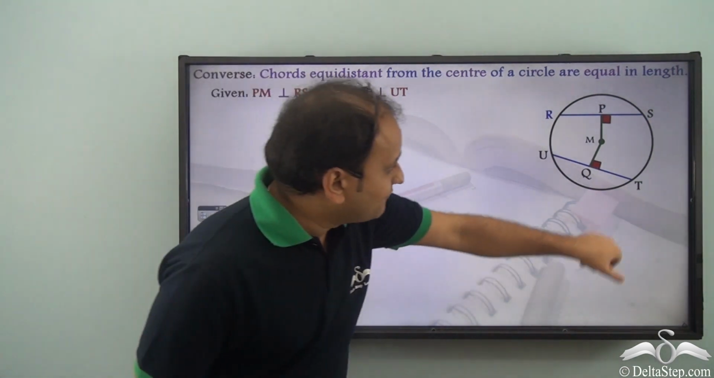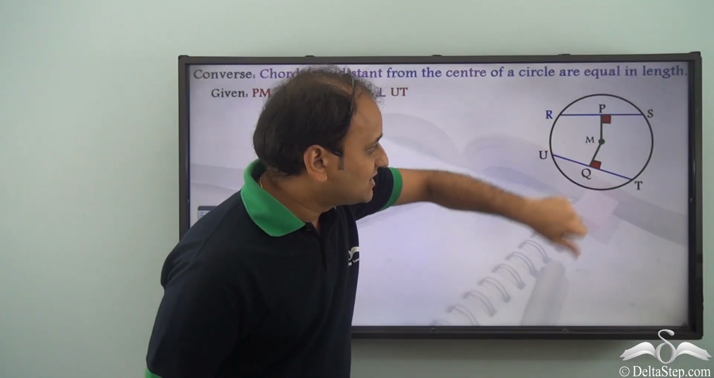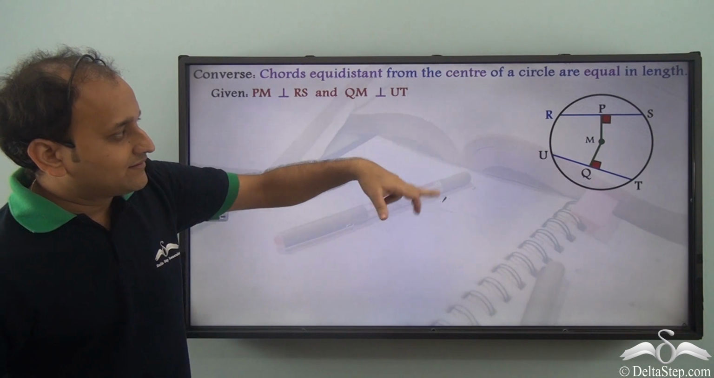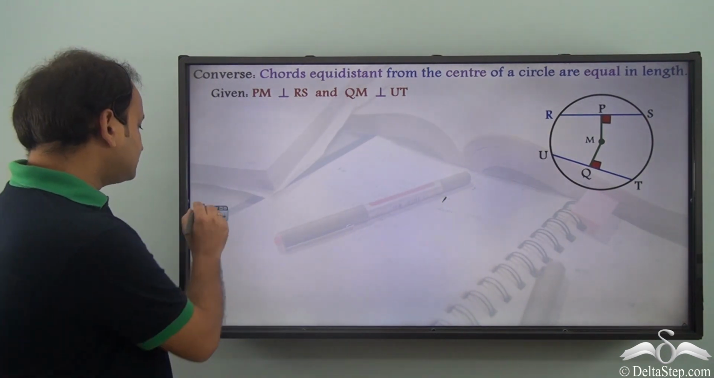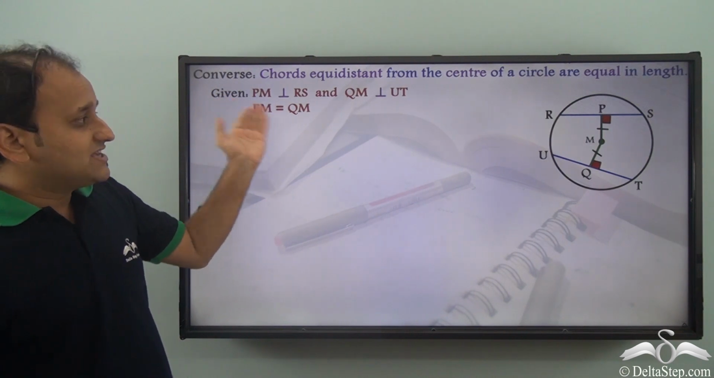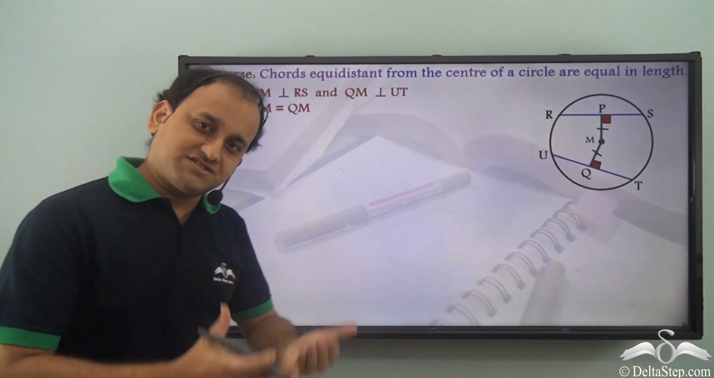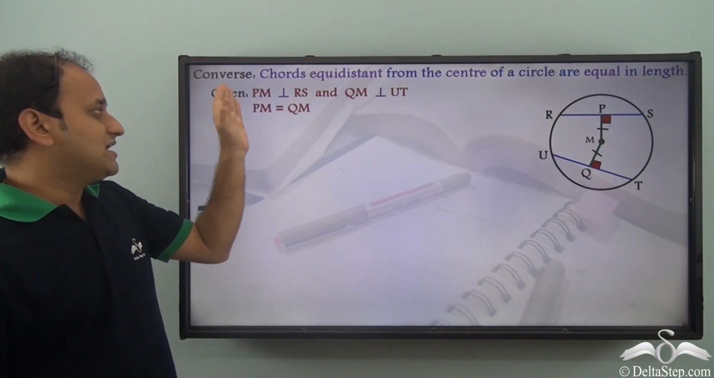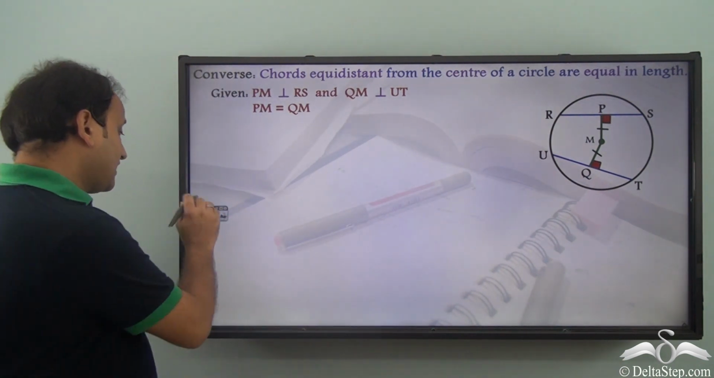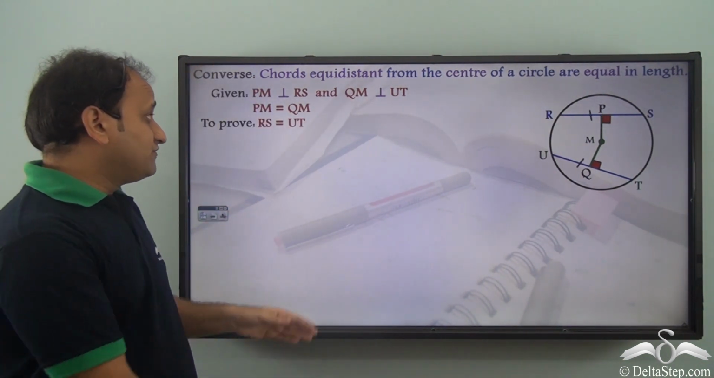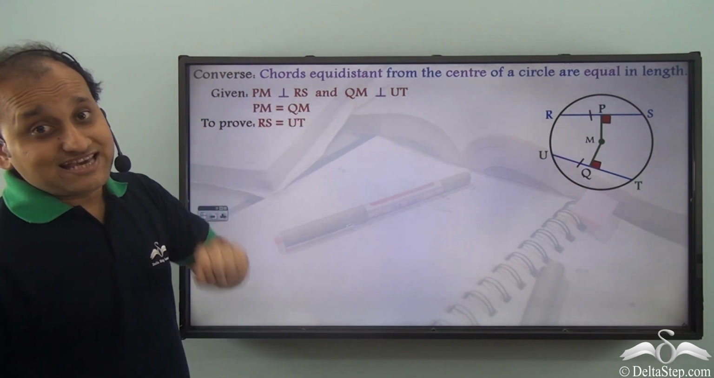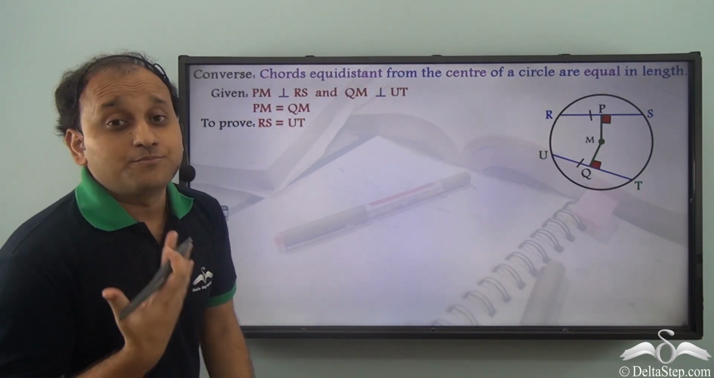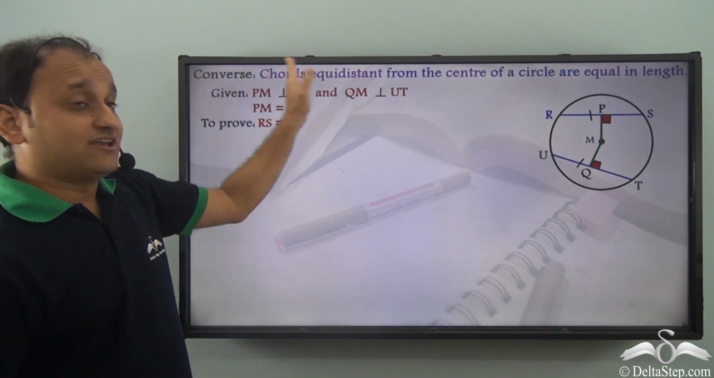So here what is given? Well, first of all we have PM and QM. Now both these are perpendiculars on the corresponding chords. Also PM is equal to QM, because we have considered that both the chords are equidistant from the center. So we have PM is equal to QM. Now we need to prove that RS is equal to UT. This is something which is not given. This needs to be proven on the basis of the given facts.